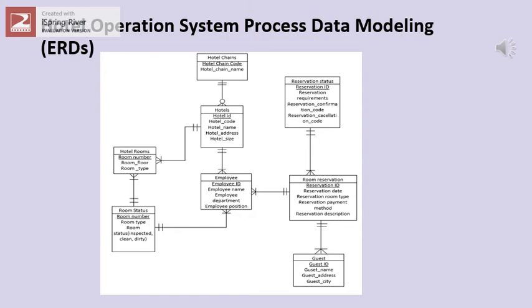The information of the guest includes the guest ID, guest name, address, guest city, and guest payment method as well. So there's a one-to-many relationship as well. And the room reservation has its status as well. The reservation requirements, reservation confirmation code, and reservation cancellation code as well.